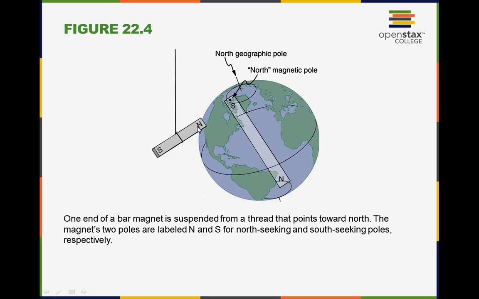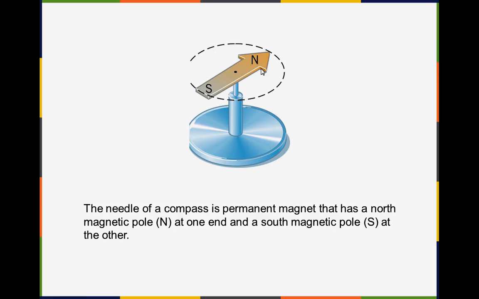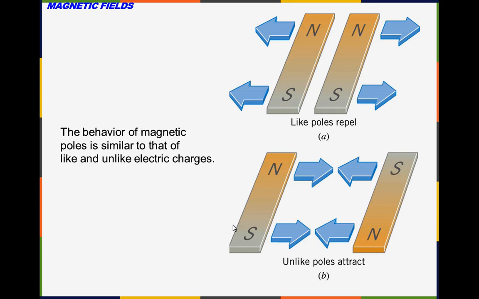The north part of the magnet in your compass would be attracted toward the south magnetic pole on the Earth, and so that's how we come up with those names. So this is incorrect. It should say south magnetic pole there, obviously. The needle of a compass is a permanent magnet that has a north pole at one end and a south magnetic pole at the other end, and is attracted to the north and south pole of the Earth.